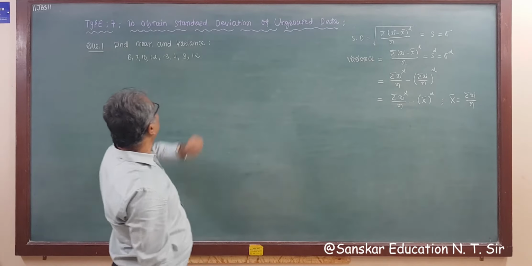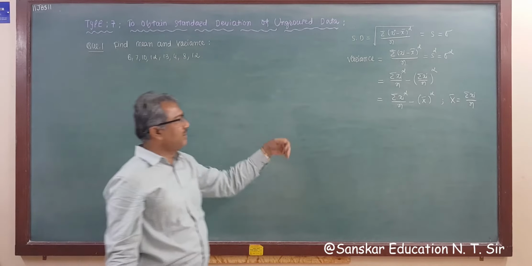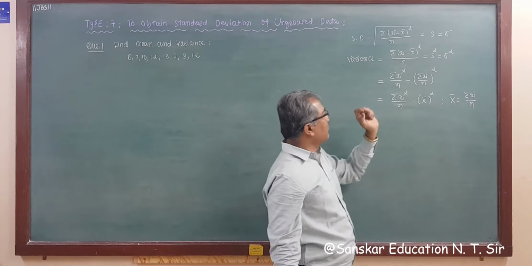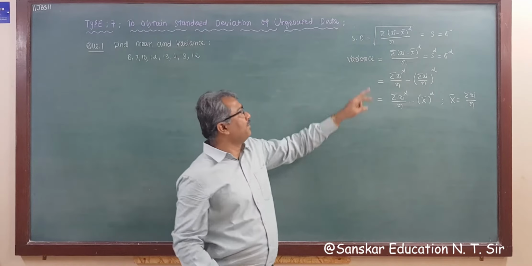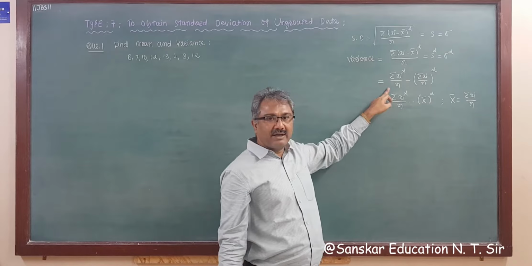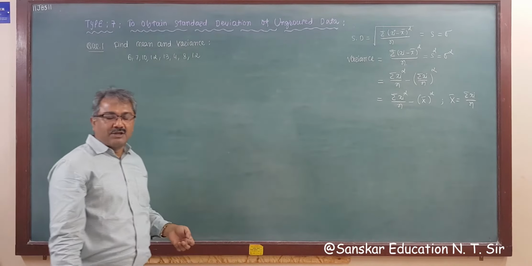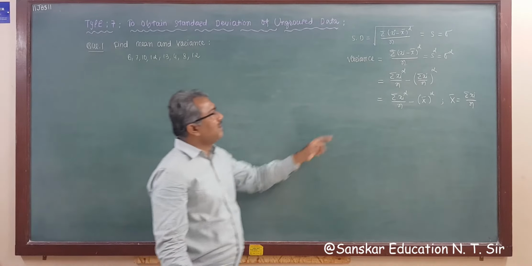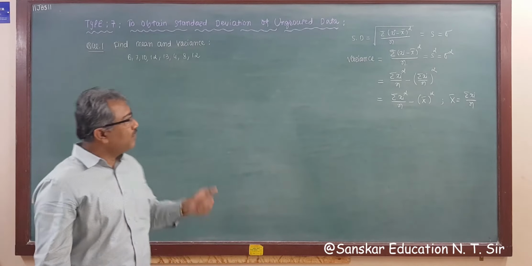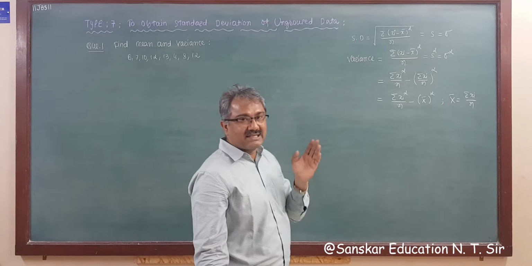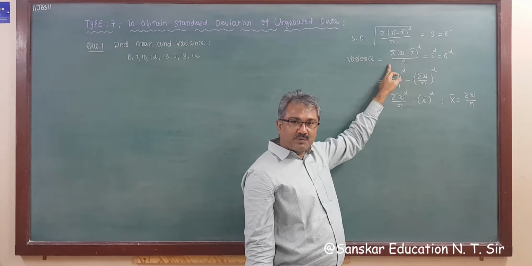Now our given example is to find mean and variance. Mean means average. The formula for mean is this and the formula for variance is this. In this question we are applying both formulas. In the exam you have to decide which formula to apply; you may apply any one of these two. As I said earlier, first of all write down the corresponding formulas.